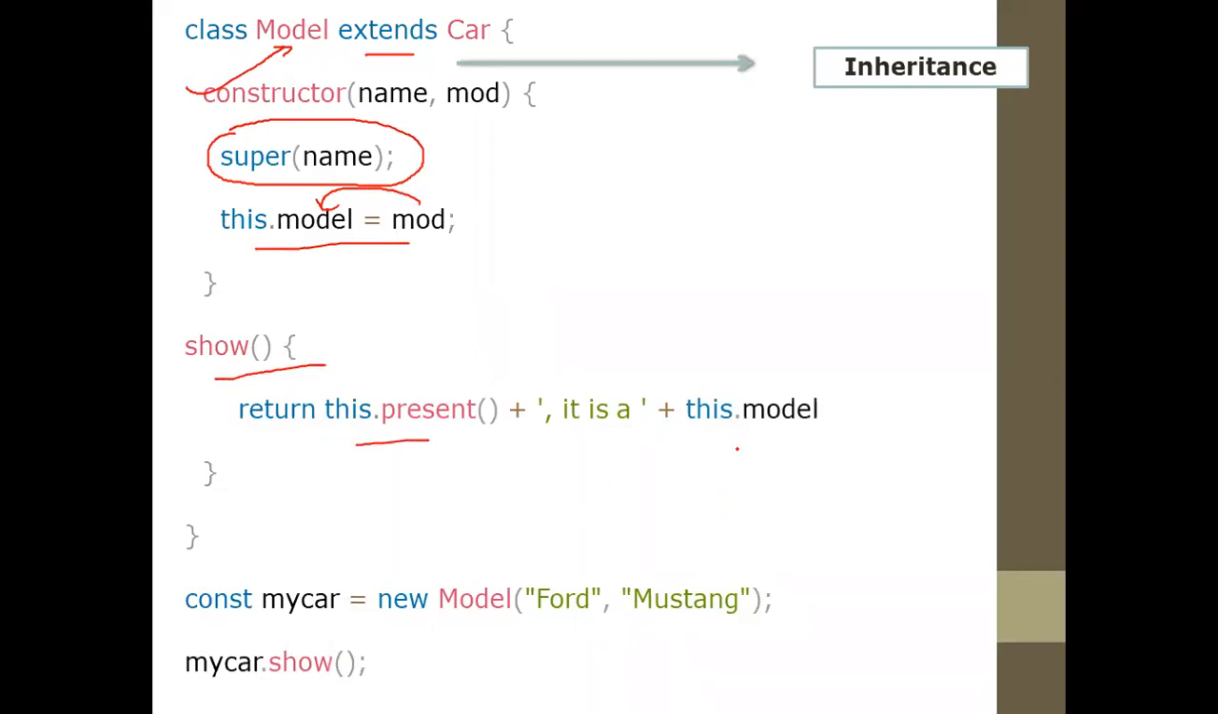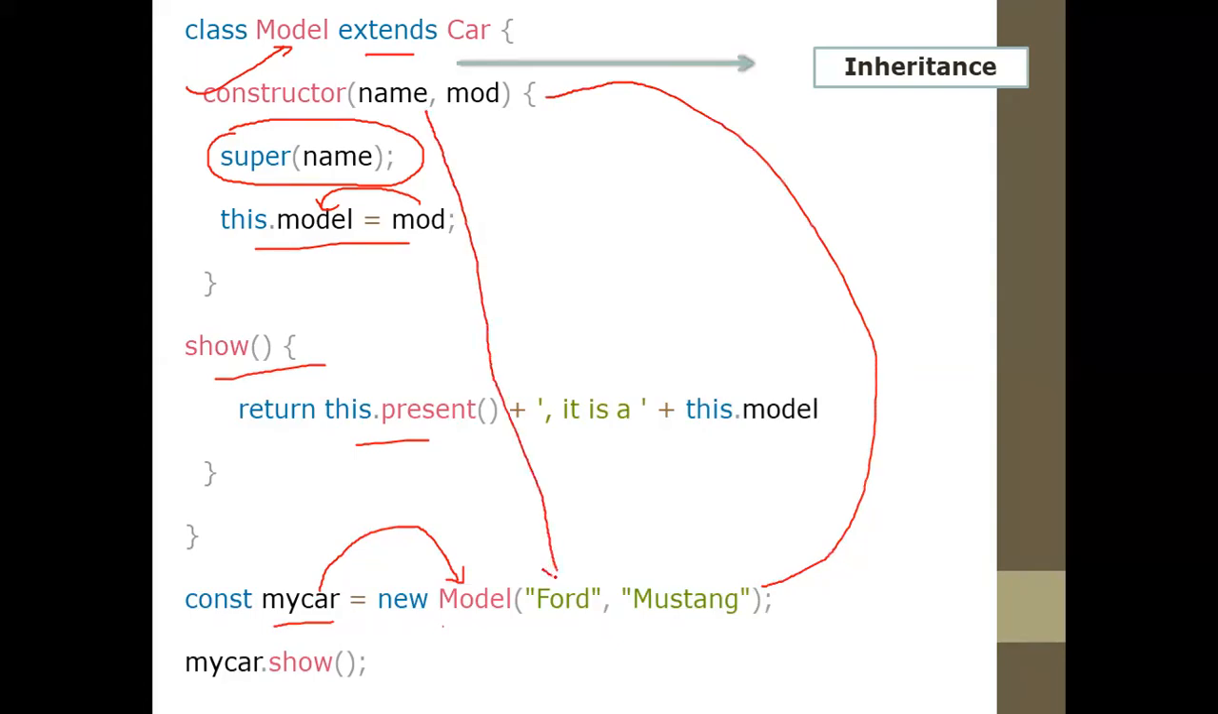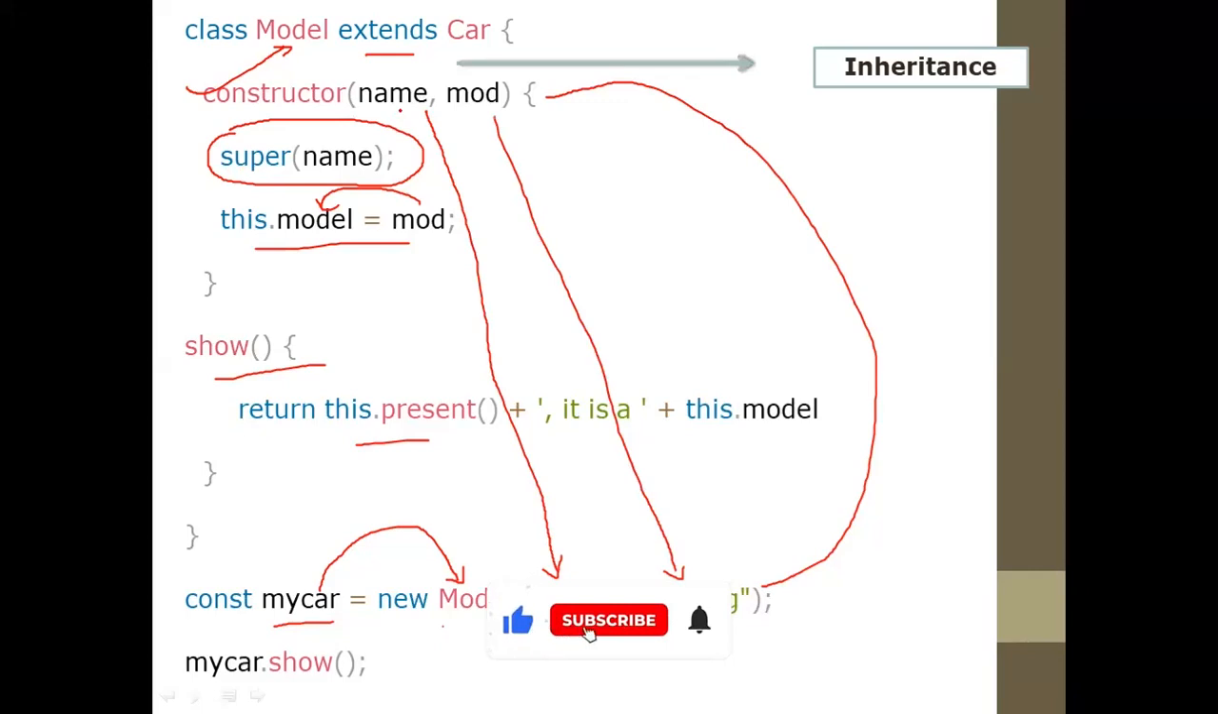Now coming to the execution, how we can execute this program. First, we create an object for myCar. This car object belongs to the class Model. Once the Model constructor is called, it goes to the two-parameter constructor. So the name is mapped to Ford and mod is mapped to Mustang. Once the object is created, the two-parameter constructor is called automatically and these are assigned. Once the constructor is called, it automatically calls super of name.